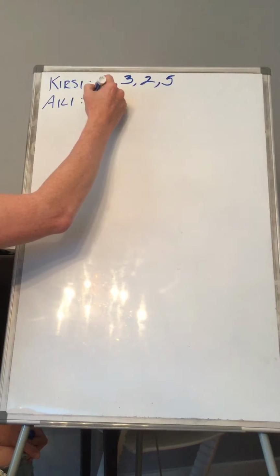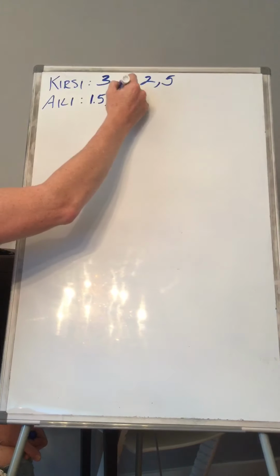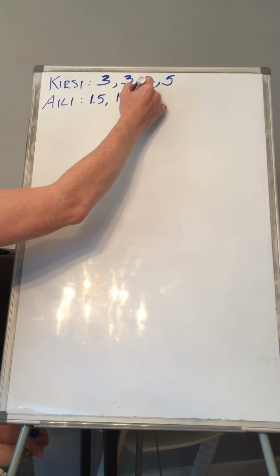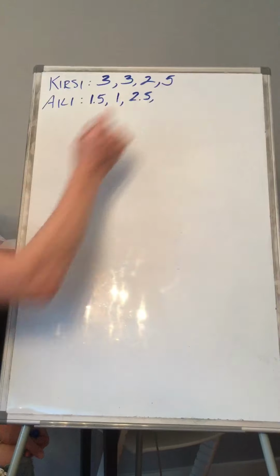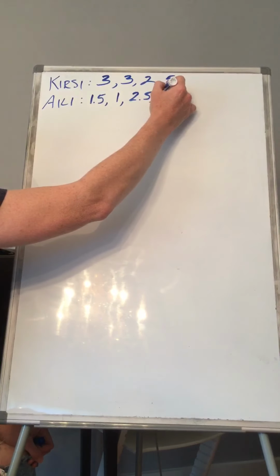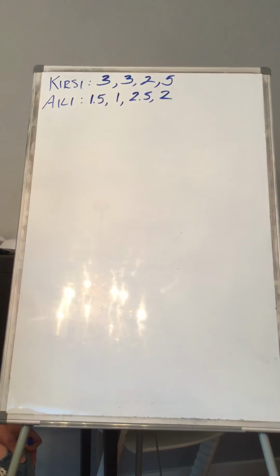Eiley had 1.5 slices on Thursday, 1 slice on Friday. She had 2.5 slices on Saturday, and last night she had 2 slices. So now this is our data.